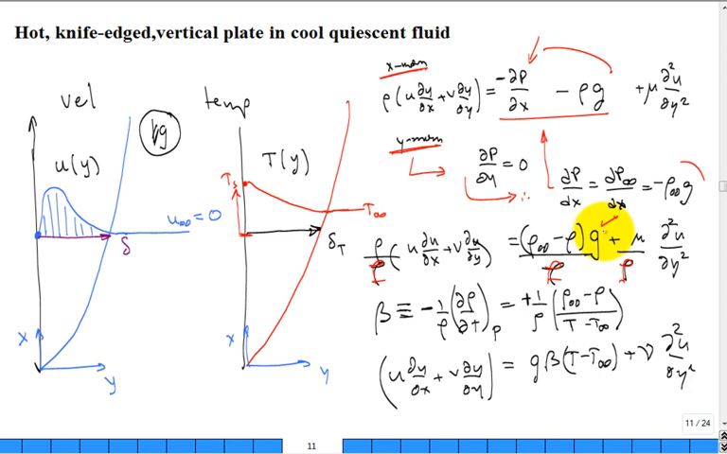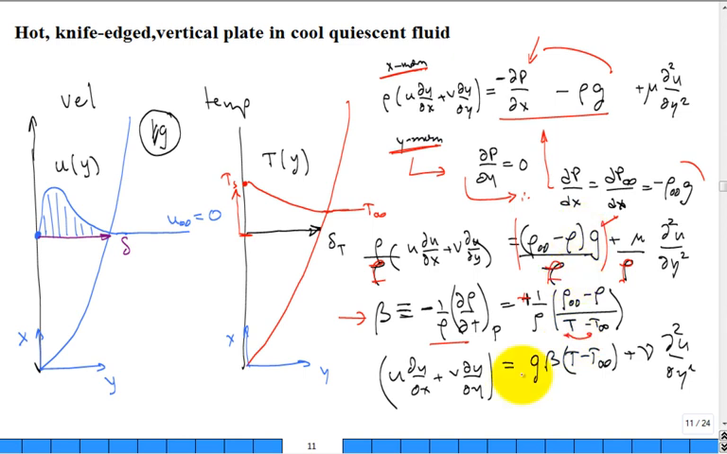And then you take a look at this term right here and you work on it a little bit. You say, you know what? Beta is defined as this, and it's approximated as the density change over the temperature change. Hey, what happened to that minus sign? Well, I switched the order between this one and that one.